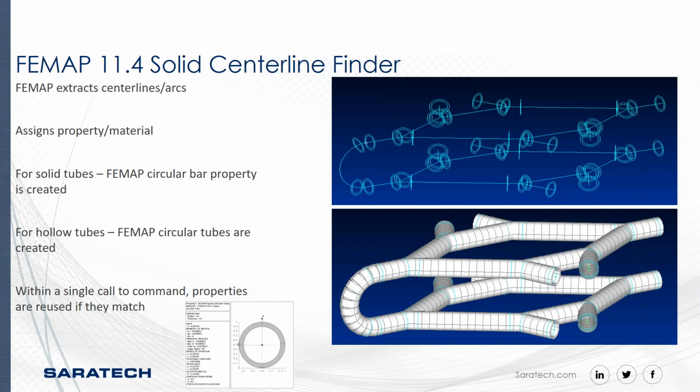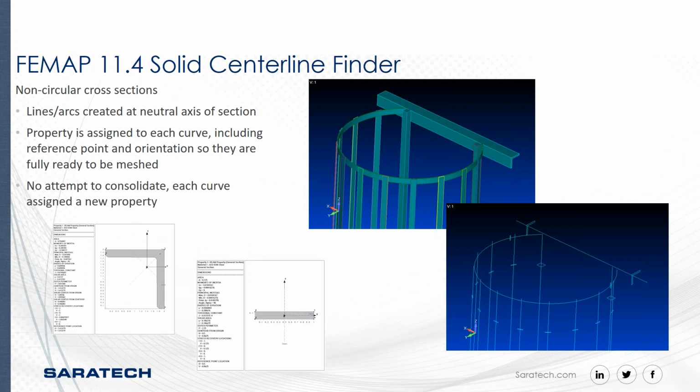For solid tubes, FEMAP's circular bar property is created, and then conversely for hollow tubes, a circular tube is created. It's all within a single call to command. Properties are reused if they match. And for non-circular cross sections, lines and arcs are created on neutral axes of section. A property is assigned to each curve. There's no attempt to consolidate each curve or assign a new property. So it's all done at once within the API program as soon as you hit run.